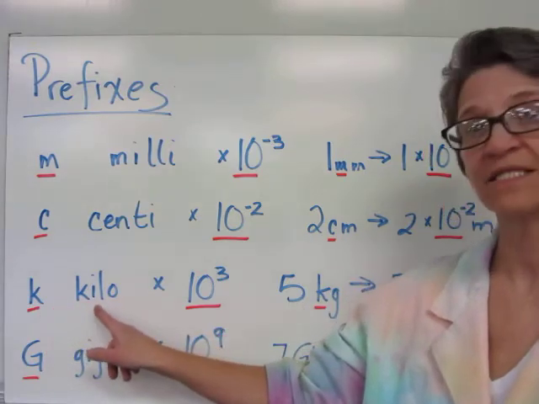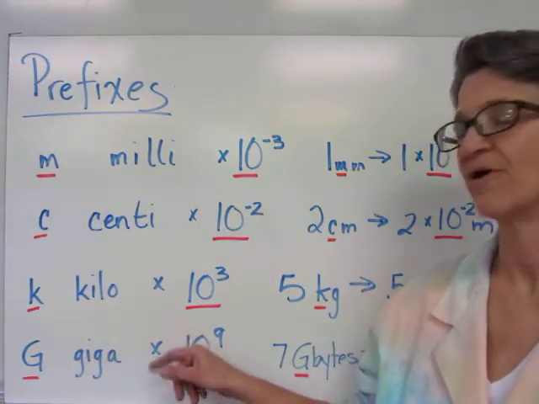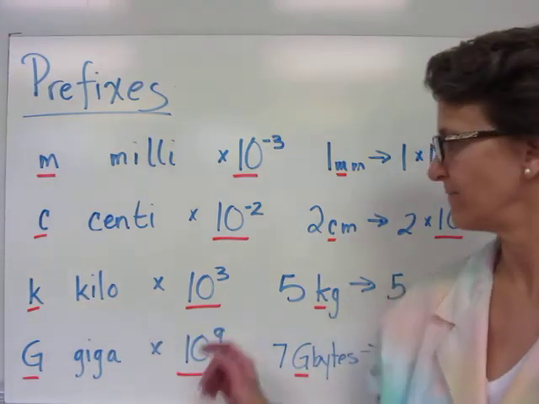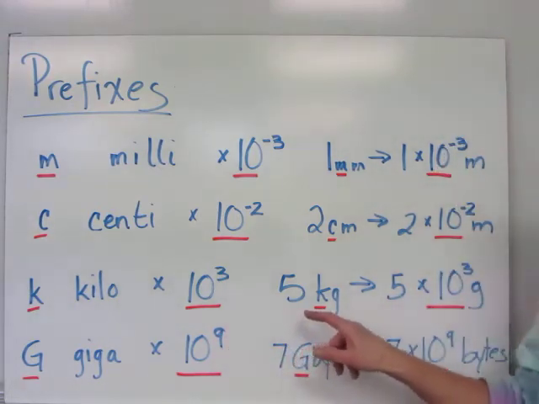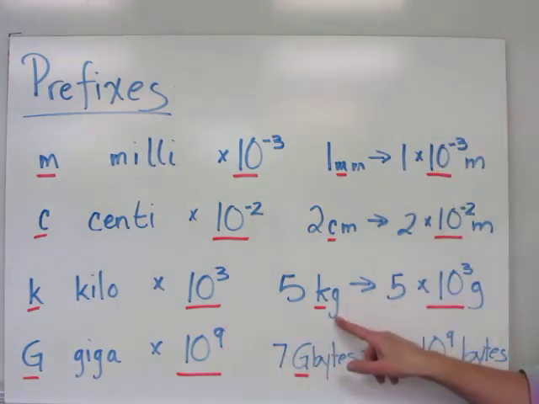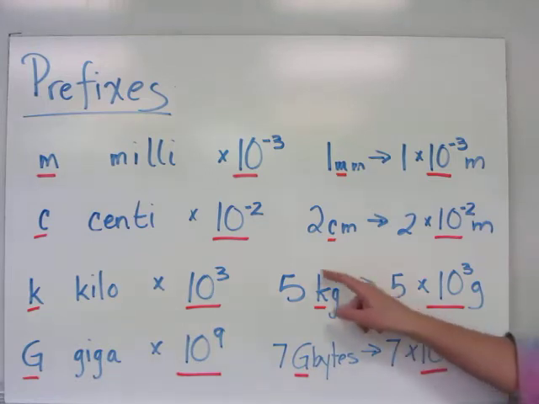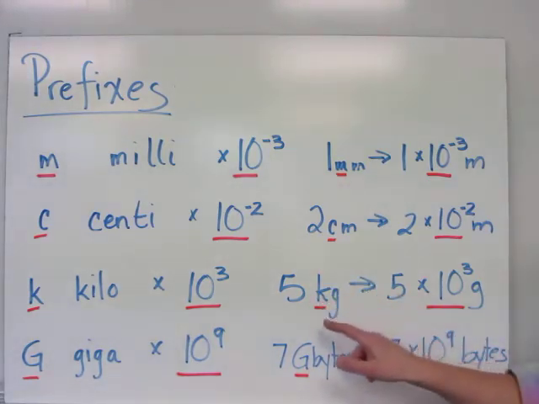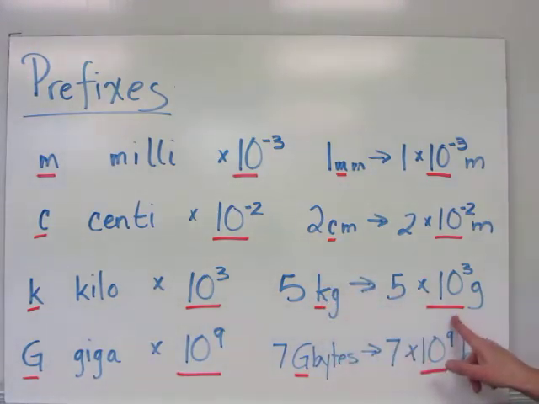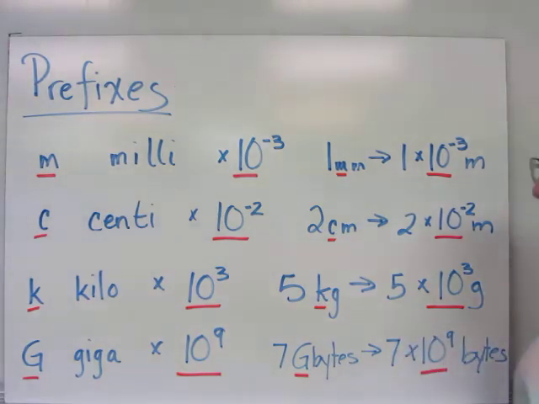Kilo represents 1,000. So you have 1,000 of whatever unit you have. In my example, I have 5 kilograms. To change it to grams, take out the kilogram or the kilo and replace it with 10 to the third for 5 times 10 to the third grams.